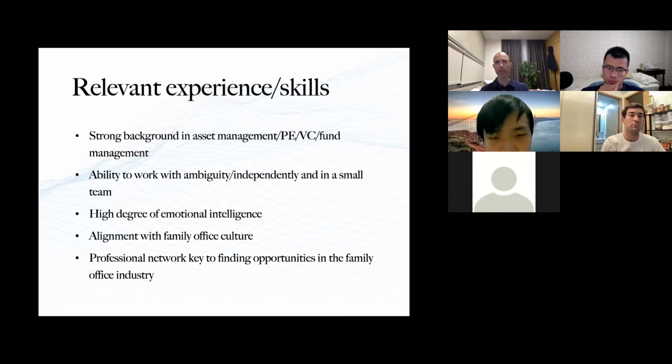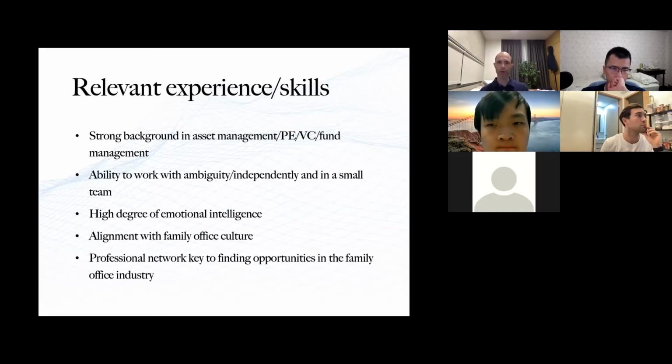I would also say that there are kind of two ways of approaching it. Having a broad-based experience in multiple different asset classes would be interesting, but also having very deep knowledge in one area may also be very interesting to a family office that's looking for an expert in a certain area to add to their portfolio management team.